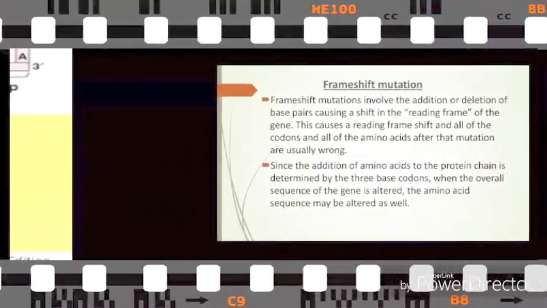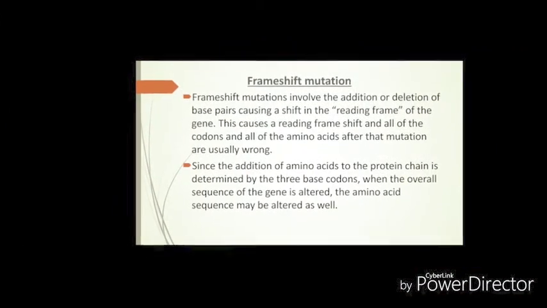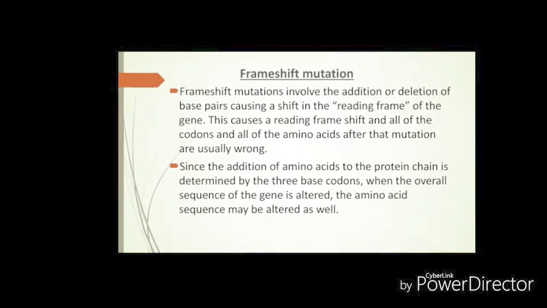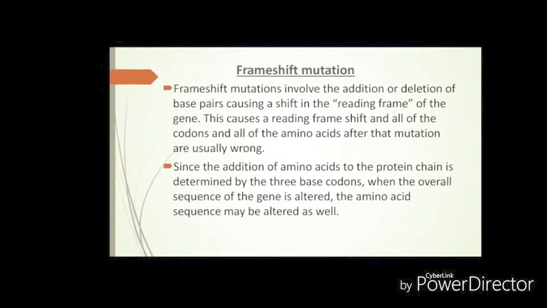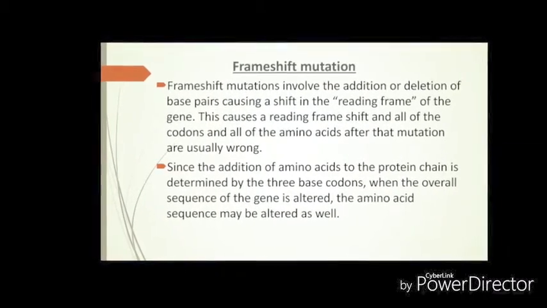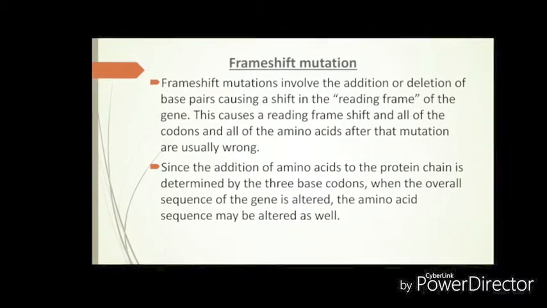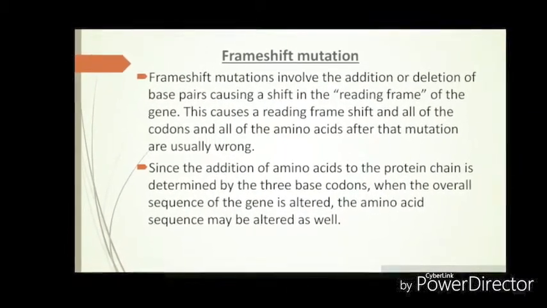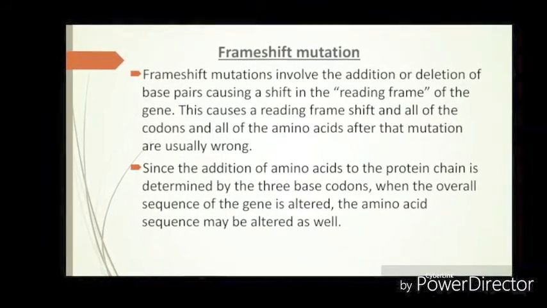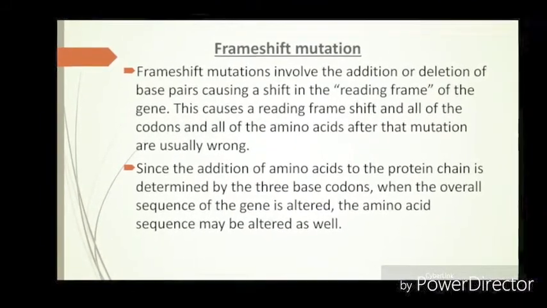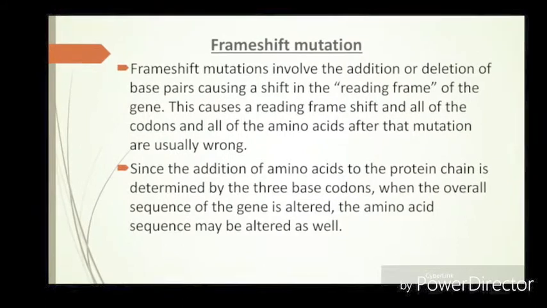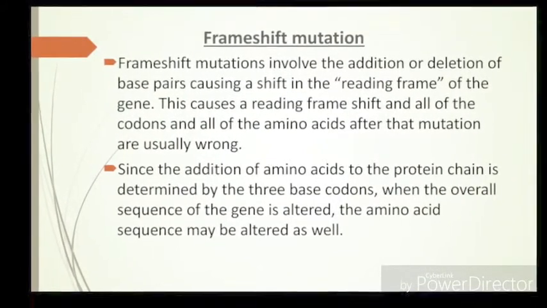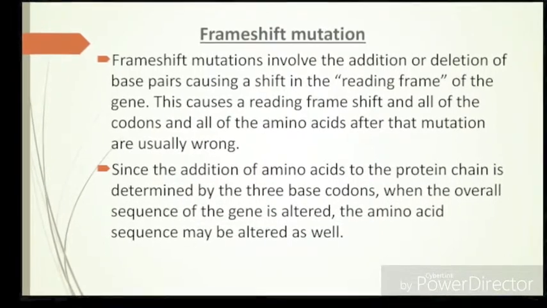Let's move on to frameshift mutation. Frameshift mutations involve the addition or deletion of a base pair, causing a shift in the reading frame of the gene. This causes a reading frame shift, and all of the codons and all of the amino acids after the mutation are usually wrong. Since the addition of an amino acid to the protein chain is determined by the three-base codons, when the overall sequence of the gene is altered, the amino acid sequence may be altered as well.